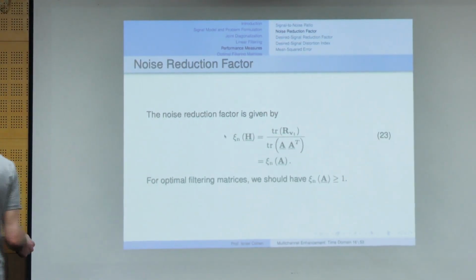Let's define the noise reduction factor. The noise reduction factor is how much noise was in the reference sensor, this is the reference sensor, so the trace of Rv1, compared to the noise at the output of the filtering matrix, which is the trace of A transpose. This is the noise reduction. And we want the noise reduction factor to be as large as possible.